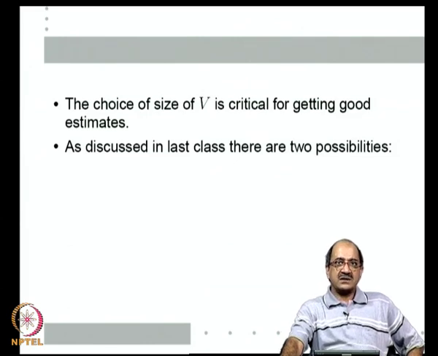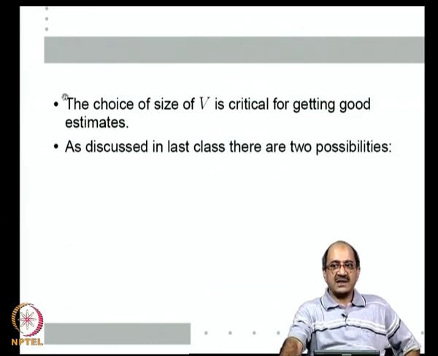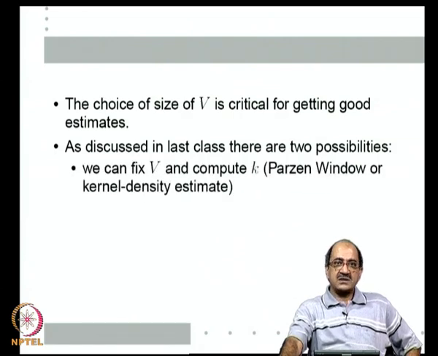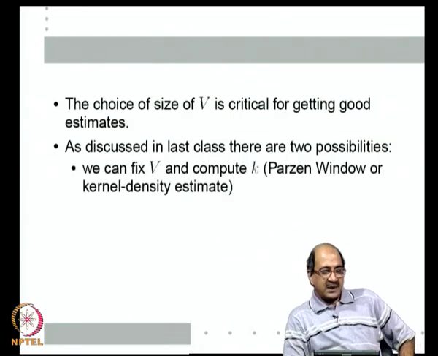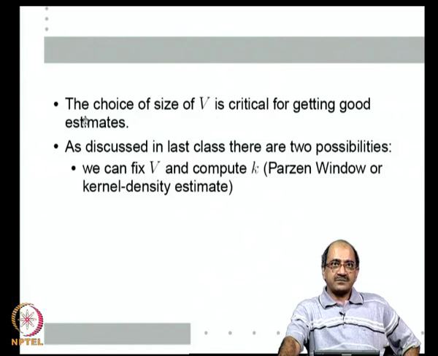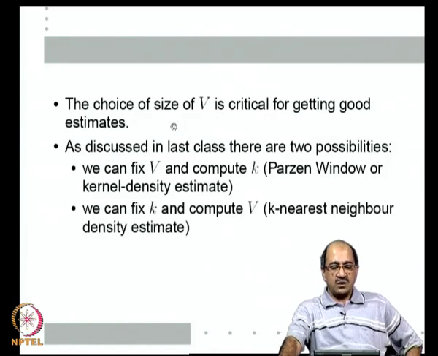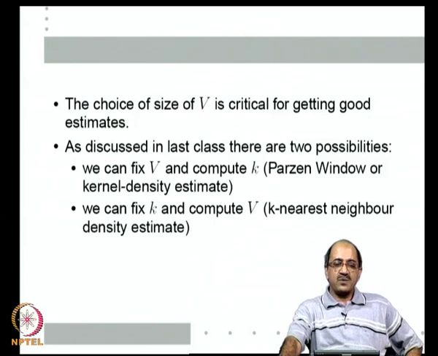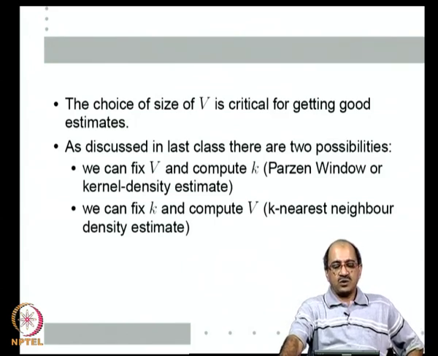And we discussed in the last class that there are basically two possibilities in getting this kind of density estimate. By this kind, I mean f hat x is k by n v kind of estimates. The two possibilities are, one is at each x we fix v. So, at each x we take a region of volume v around x and then compute k, the number of samples that fall in that region. These are called kernel density estimates or Parzen windows. And the other approach would be to fix k and compute the needed region to enclose the k samples and compute its volume. These are called k nearest neighbor density estimates.